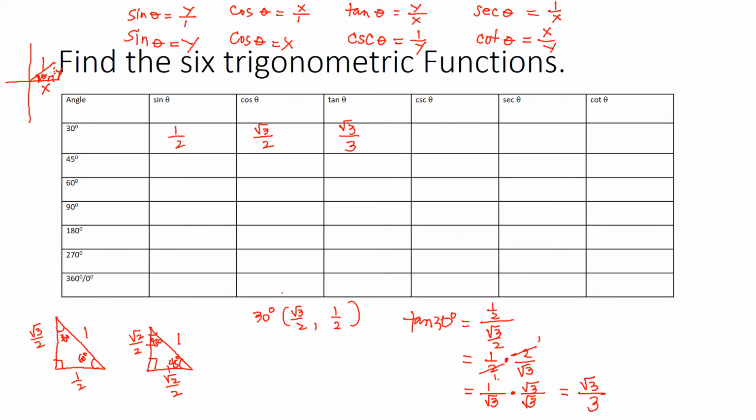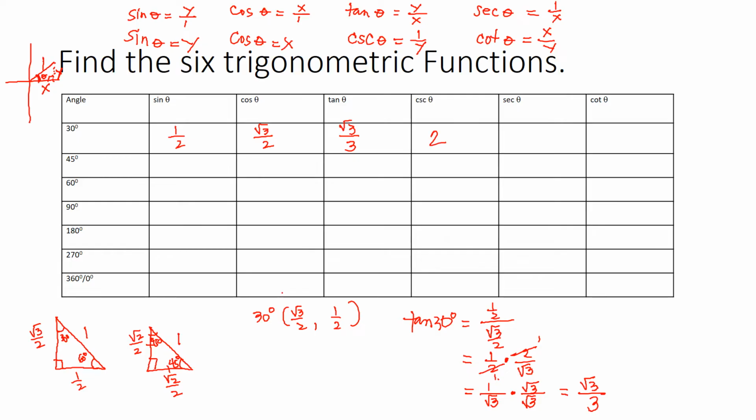We go now to the cosecant theta. This is the inverse of the sine theta. If sine theta, or sine 30 degrees, is 1/2, cosecant theta is going to be 2 over 1, or 2.